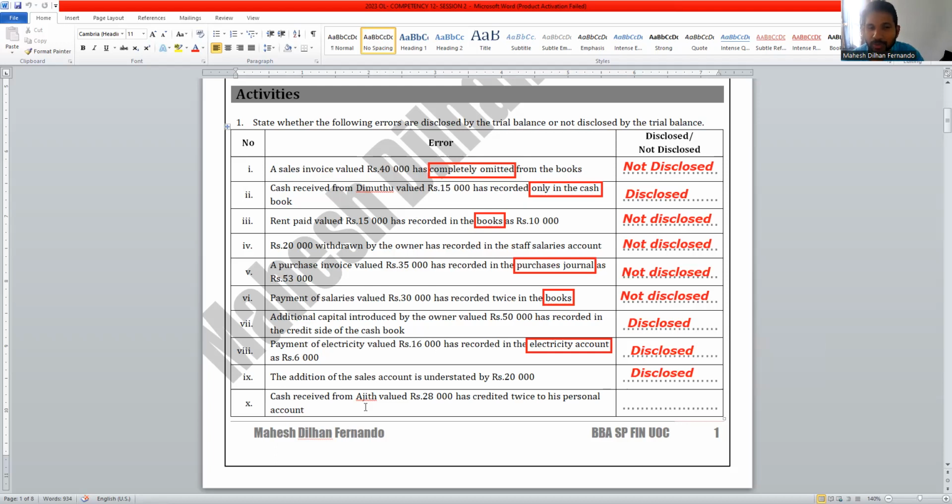Cash received from Ajit valued 20,000 has been credited twice to his personal account. Disclosed. Why? The error is influencing only a single account.